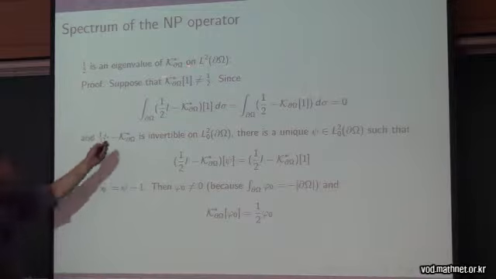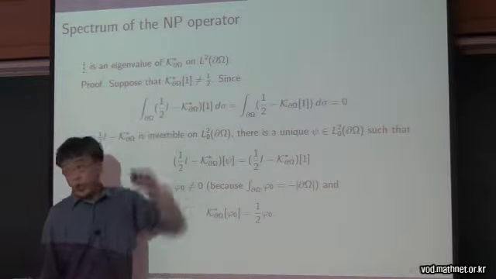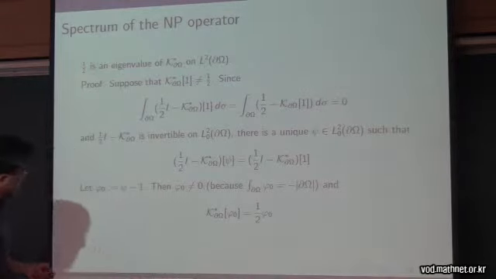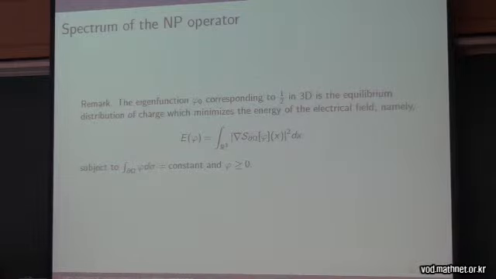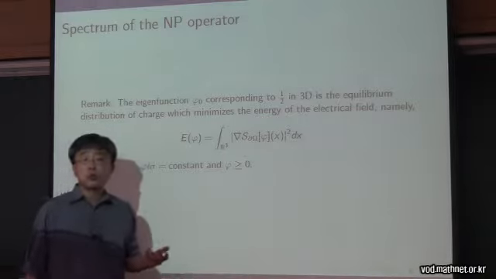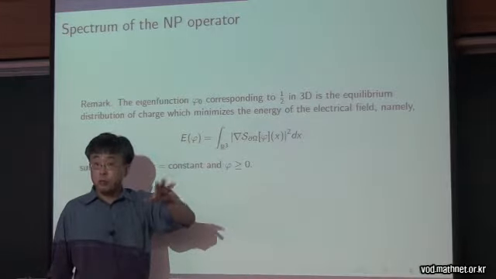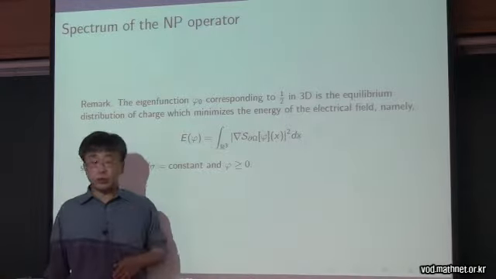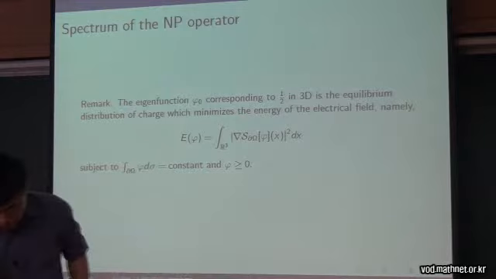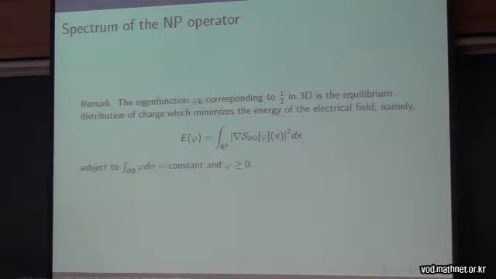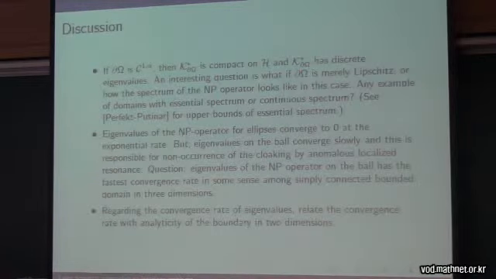One half is an eigenvalue, but this eigenvalue is not on the space H, it's on L2. This is also an important property. This eigenfunction has a physical meaning, the so-called equilibrium distribution of charge, and there are some conjectures about it. For example, Gruber's conjecture says that if the eigenfunction is 1, then the domain must be a ball. It's almost proved; not completely, but for convex domains it has been proved to be true.